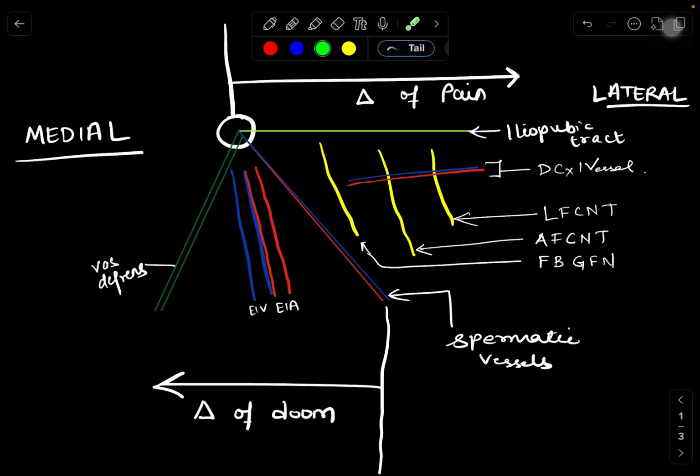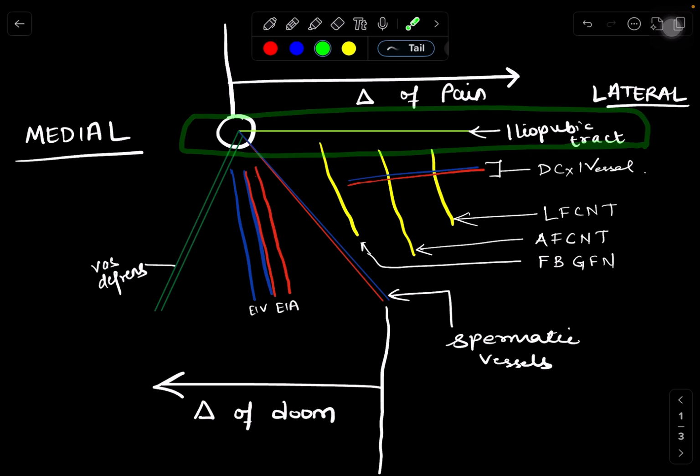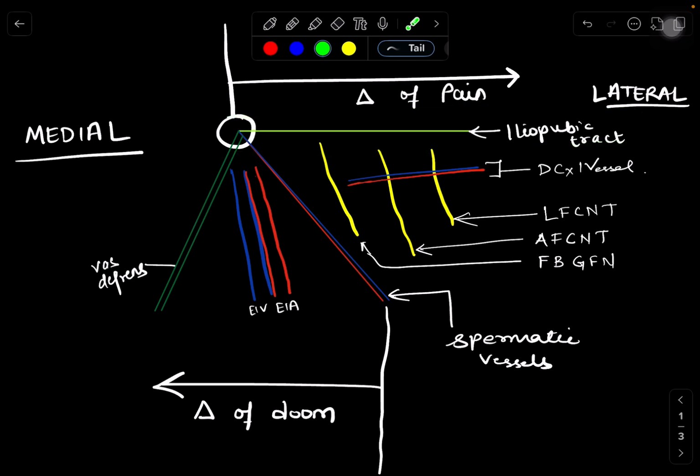So when we think about the laparoscopic view, the key landmark to understand the laparoscopic anatomy is the iliopubic tract, which you can see here. This is the iliopubic tract. Now, basically, when we see the inguinal ligament, we say it extends from the anterior superior iliac spine to the pubic tubercle. But when we see the same thing from inside, there is a fibrous band which extends from ASIS to pubic tubercle, and that is the iliopubic tract.